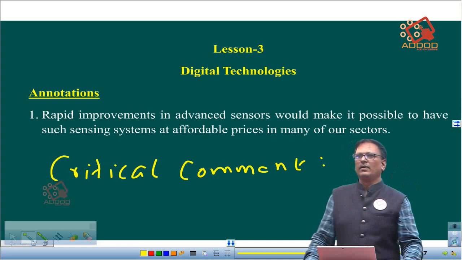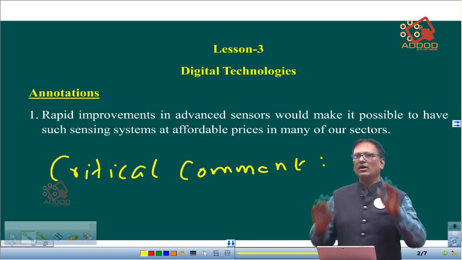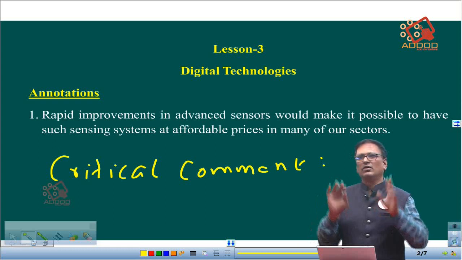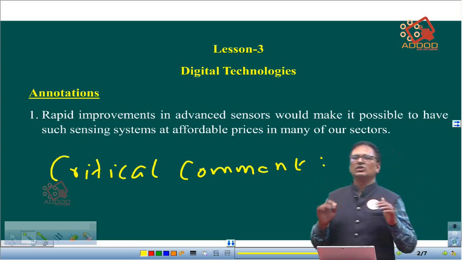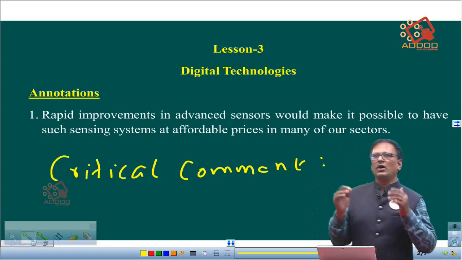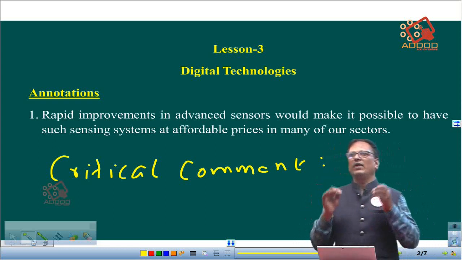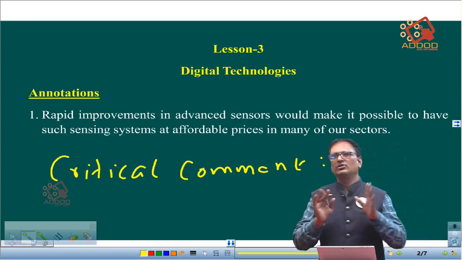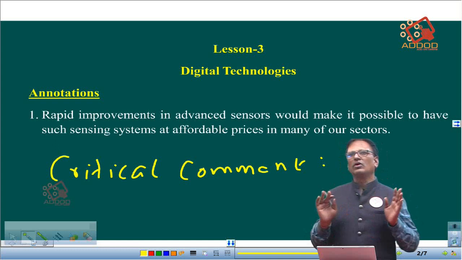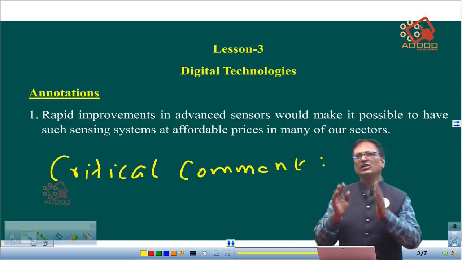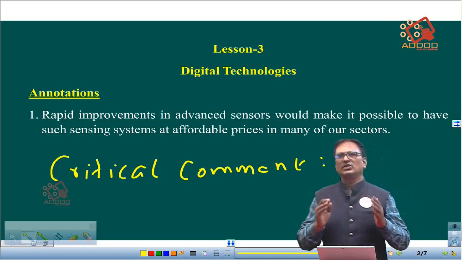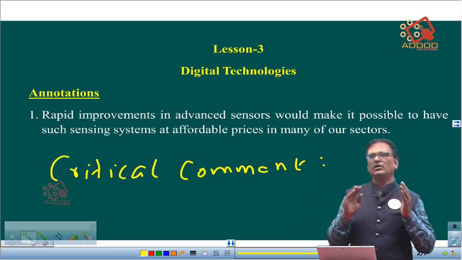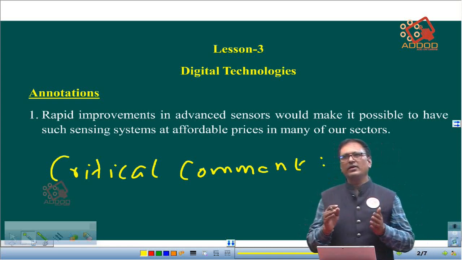Are you following? Hope you have taken it. Never forget: every annotation ends with critical comment, and critical comment should cover your own points. Okay? Fine. Like this, in any prose or poetry, whenever you get an annotation, you have to compose your answer into 3 different subsections. What is the first one? Introduction. What are you going to write in introduction?